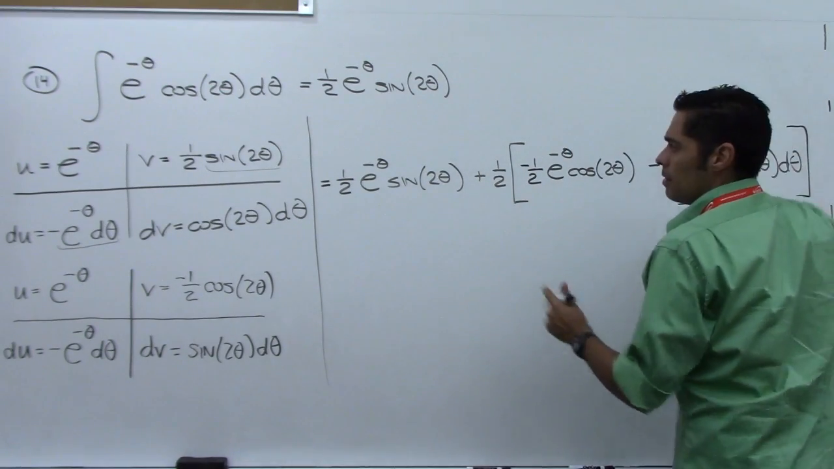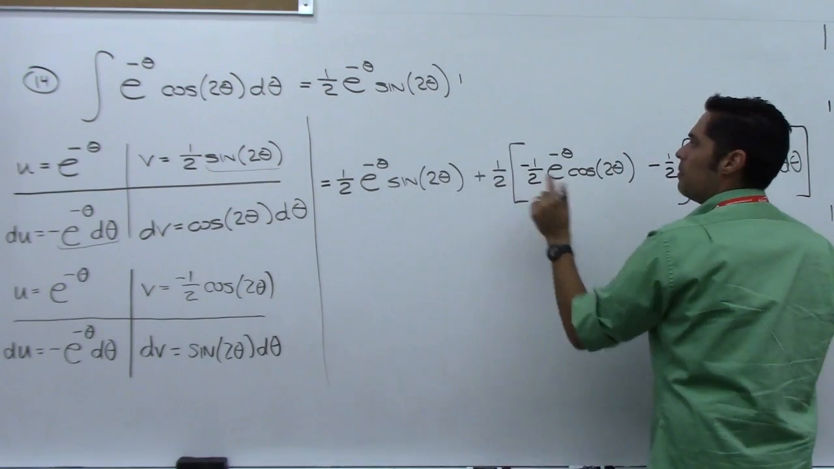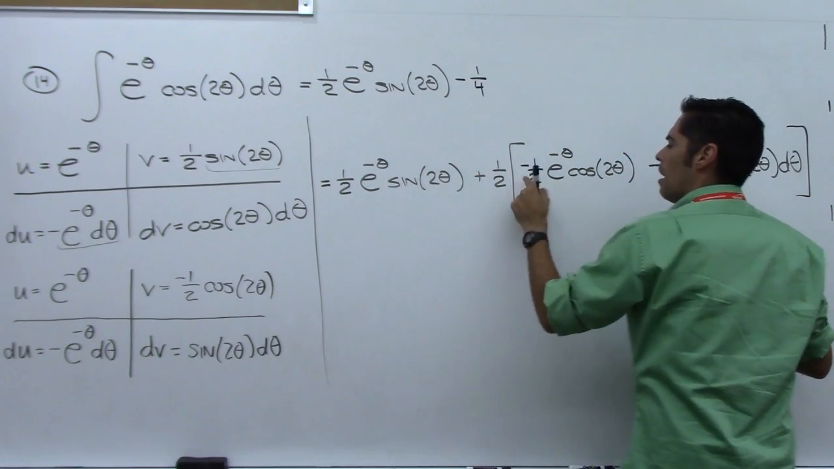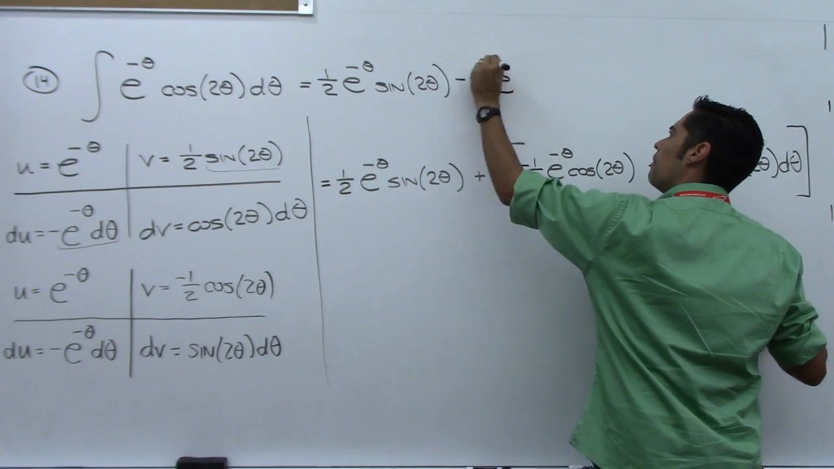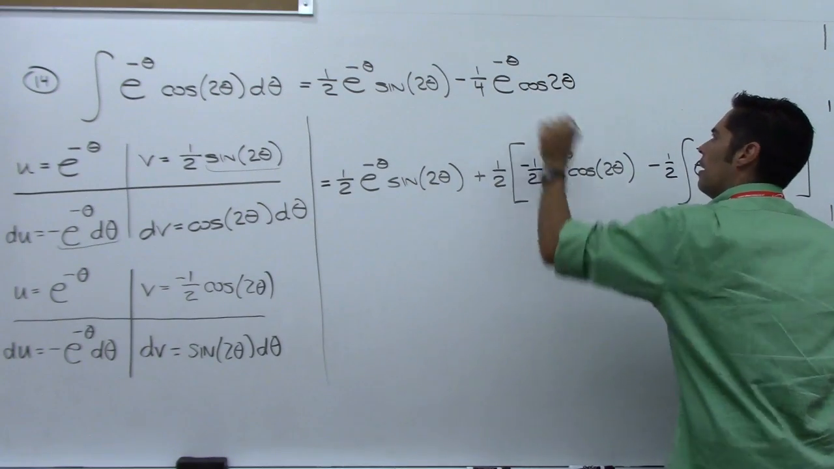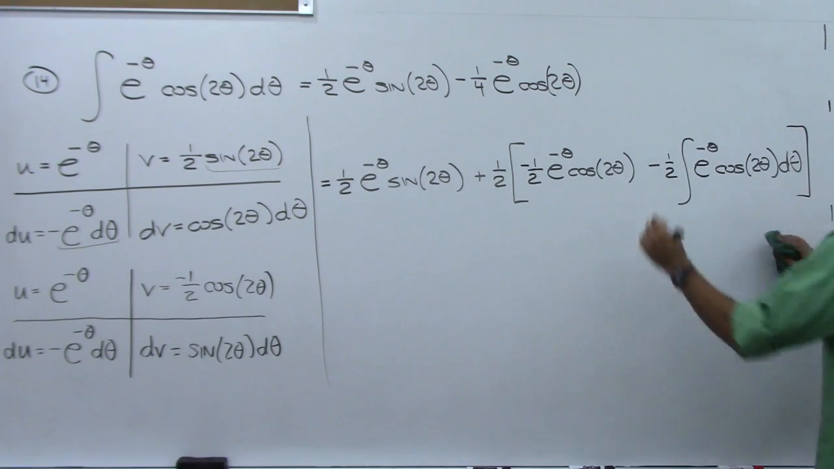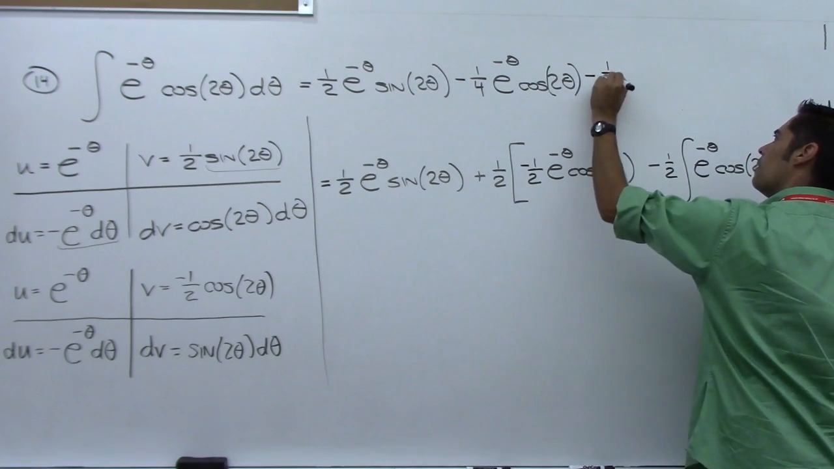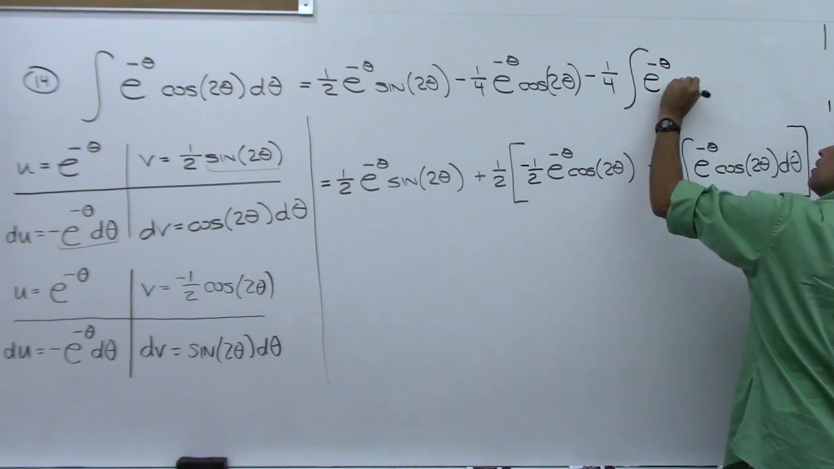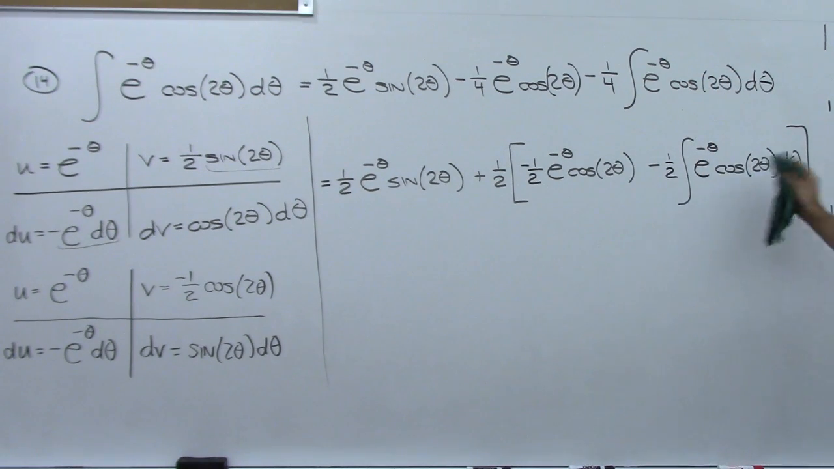Okay. So this is this plus, oh, actually it's going to become a minus. So minus 1/4, and then e to the negative theta cosine 2 theta. And I've been using parentheses, so I'll use them again. And then 1/2 times that is going to be negative 1/4 integral e to the negative theta cosine 2 theta d theta. So I've released it from the brackets.